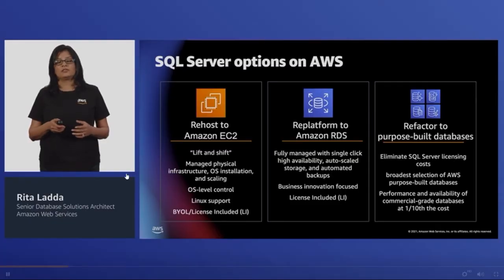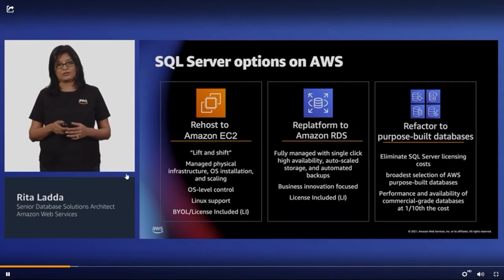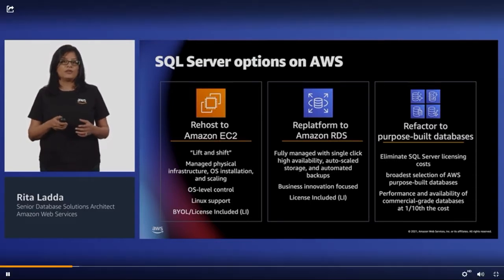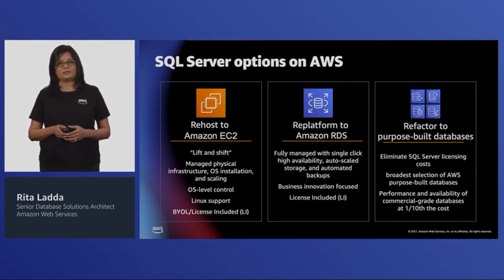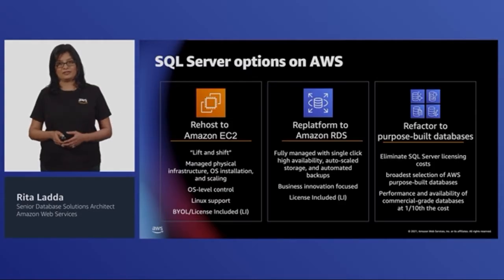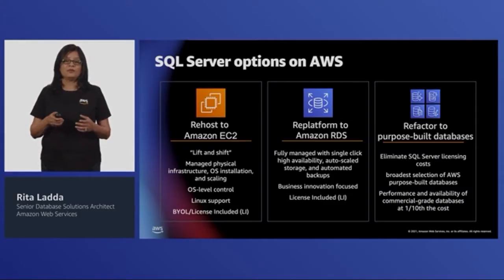Refactor or database modernization is all about selecting the right tool for the job. AWS offers 15 purpose-built databases for various use cases and workloads. So for example, for relational use cases, we have Amazon Aurora. For key value data, you can use DynamoDB. Amazon DocumentDB for storing documents. AWS Neptune for highly connected graph datasets. AWS ElastiCache for in-memory databases. QLDB for immutable ledger datasets.